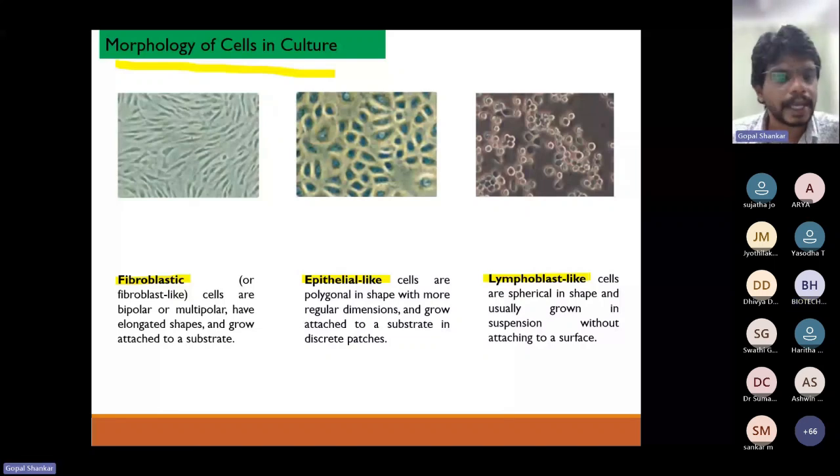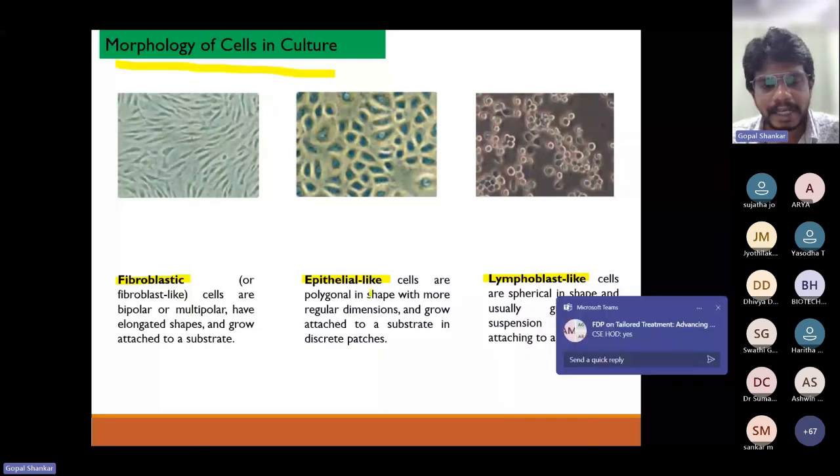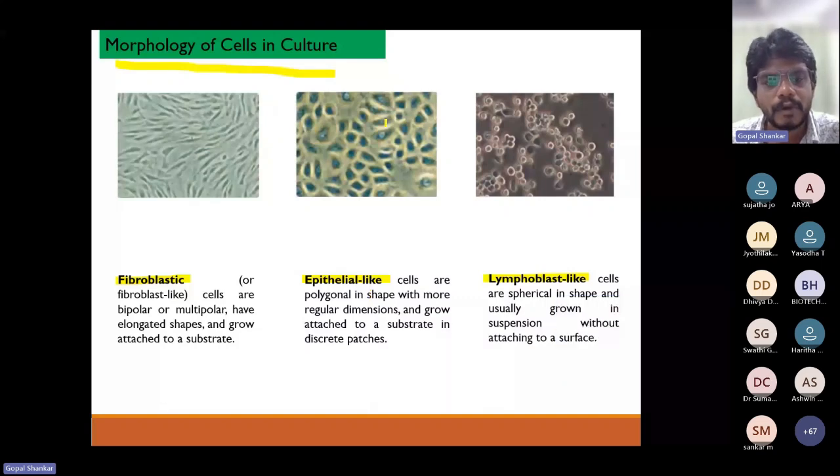Okay. So the morphology of cells in culture, basically, is fibroblastic, which is bipolar. You see the cells having bipolar or elongated, or you can also call it multipolar, and they grow on the substrate. Sometimes they also have epithelial-like cell morphology, which means they are polygonal in shape, grow more in regular dimensions, and attach to the substrate. And the last one is the lymphoblastic cells, which are spherical in shape, and they usually grow in suspension, which means that they do not attach to the substrate.